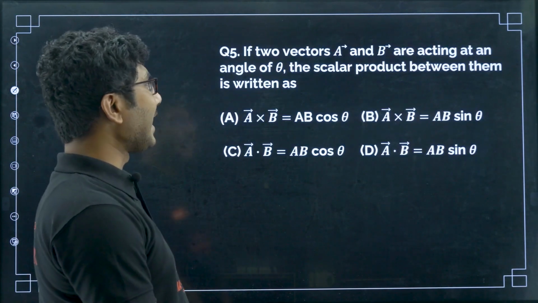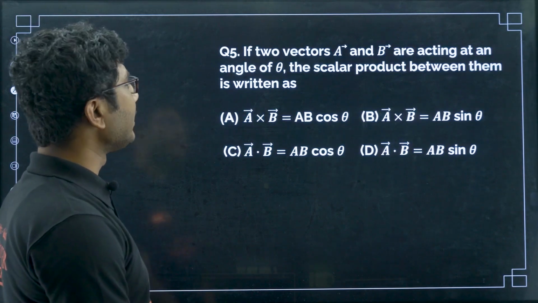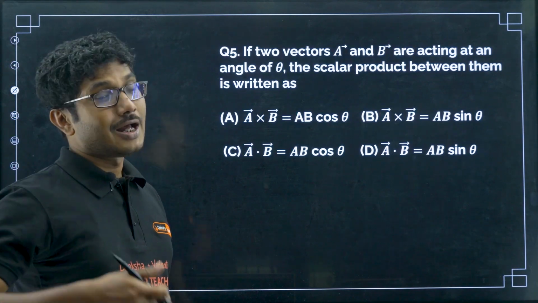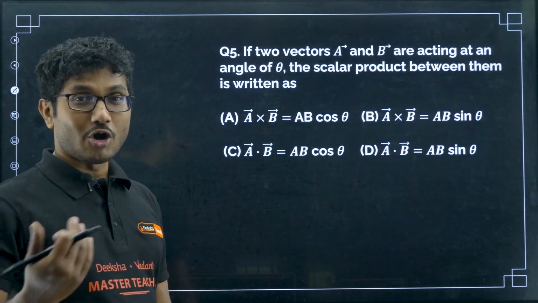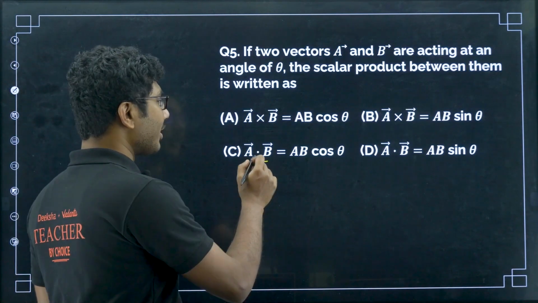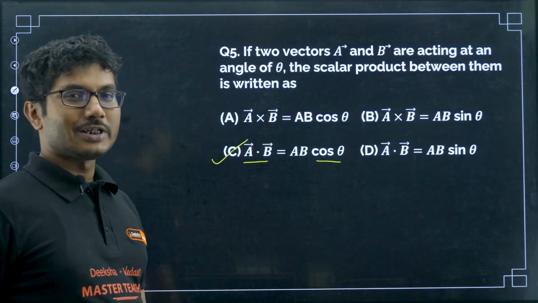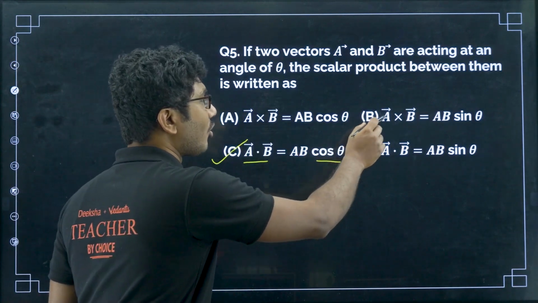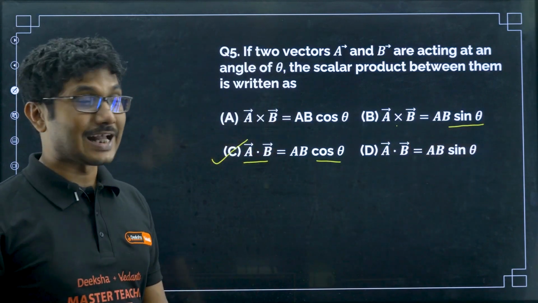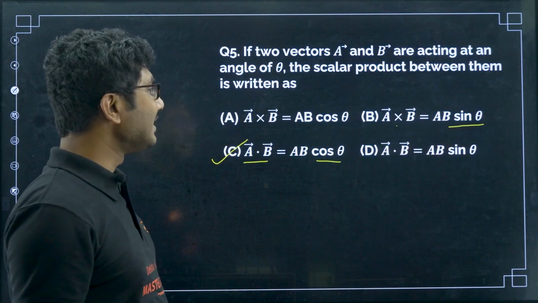Two vectors A and B are acting at an angle of theta. The scalar product between them is written as... So how to write scalar product? What is the other name for scalar product? The other name for scalar product is dot product. So definitely we have to find something with dot, and whenever there is a dot, there is a cos. Cos and dot are friends, so option C is the correct answer. You have to remember that if it is a cross product or vector product, then cross is friends with sine and dot is friends with cos, right? Now let's move on. Easy question.